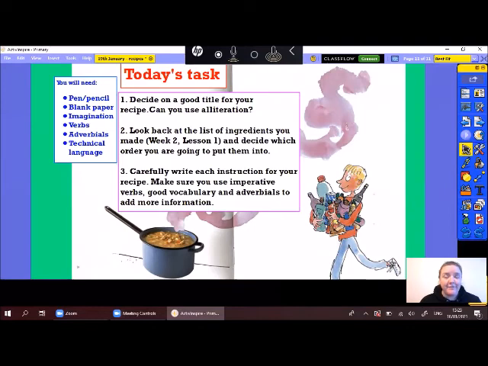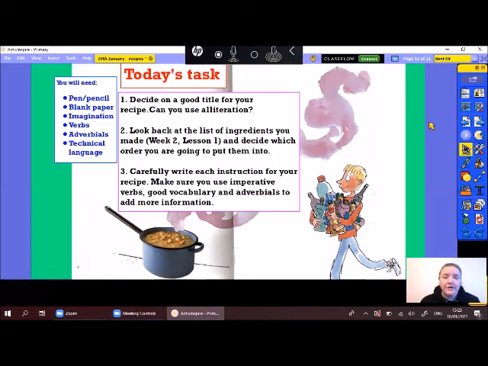So just to recap, here is your recipe for success for today. You'll need a pen or pencil, some blank paper, your imagination, some verbs, adverbials, and technical language. Remember that vocabulary we were talking about. Your instructions are to decide on a good title for your recipe. What are you going to call your medicine? Can you use some kind of alliteration, like in George's Marvellous Medicine?